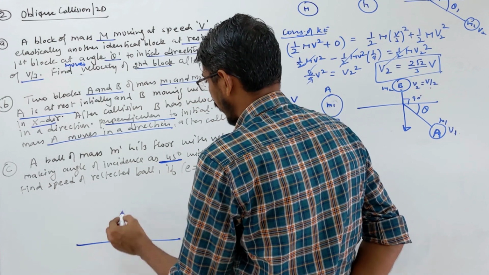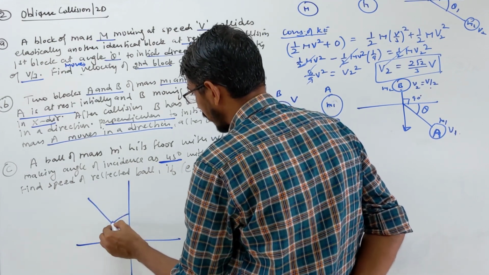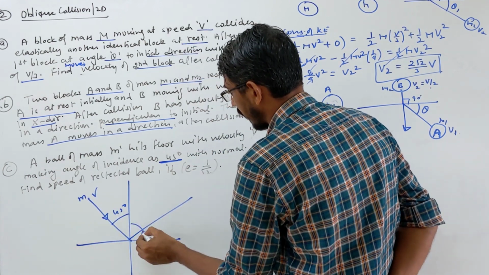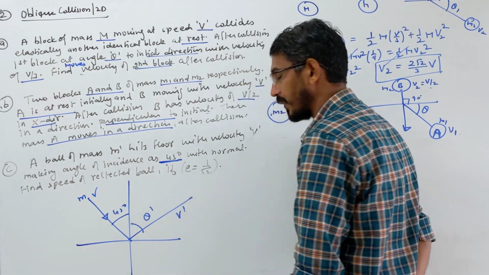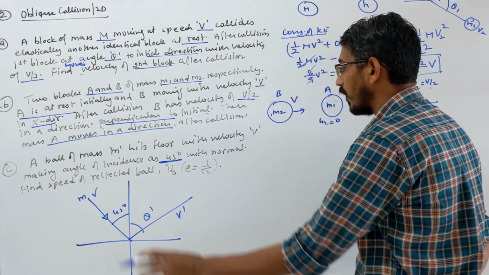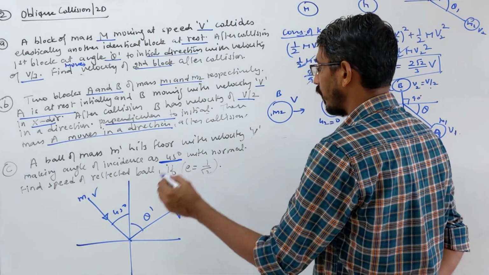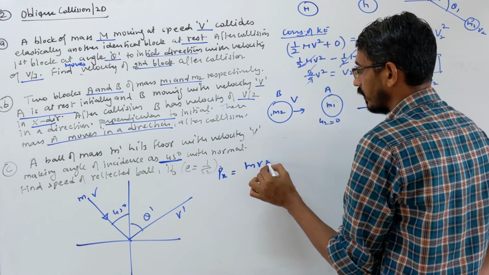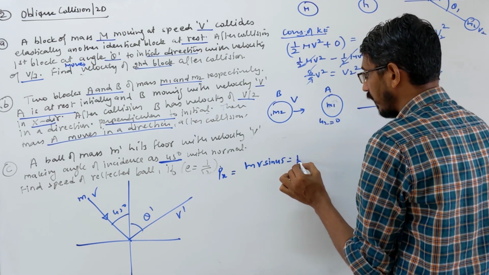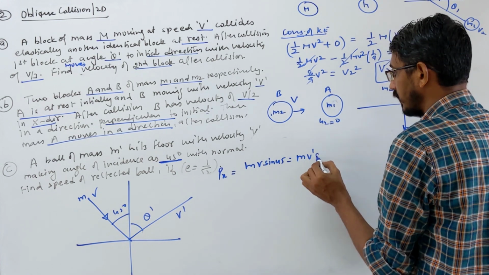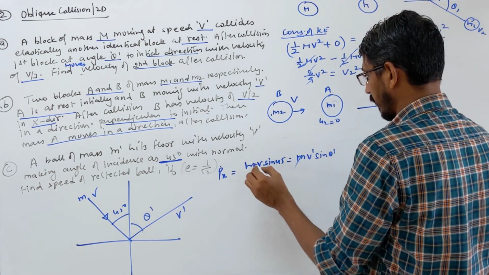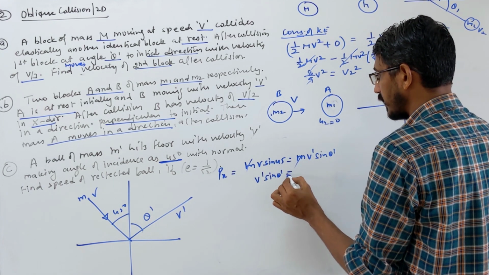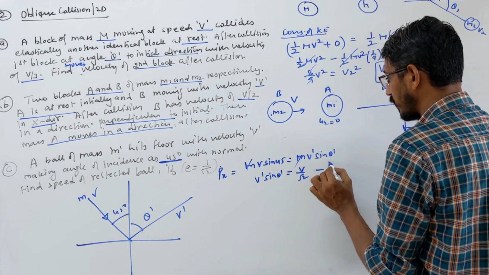So this is your surface, this is your normal, and the ball is coming here. This angle is given as 45 degrees, with mass m and velocity v. It reflects back with some angle theta dash with velocity v dash. We are interested in knowing the velocity of reflection. So let's write conservation of momentum. Momentum along the surface direction: the component is mv sine 45 equal to mv dash sine theta dash. The mass cancels, and sine 45 we know. So v dash sine theta dash is v by root 2. Equation 1.